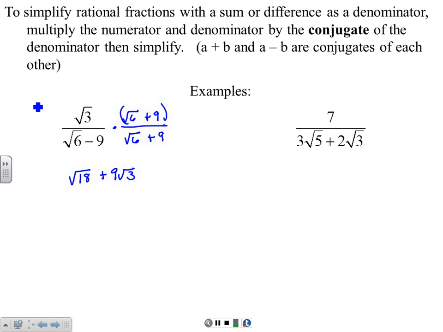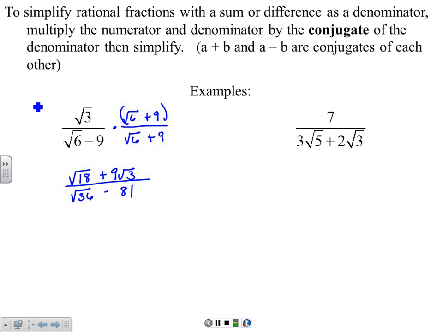And then on the bottom, technically it's the full method, but since they're conjugates, it's a sum and difference. All we have to do is first times first and last times last. So the square root of 6 times the square root of 6 is going to be the square root of 36. And negative 9 times positive 9 is going to be negative 81.